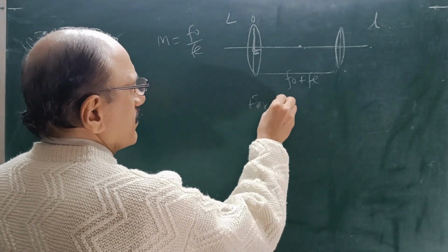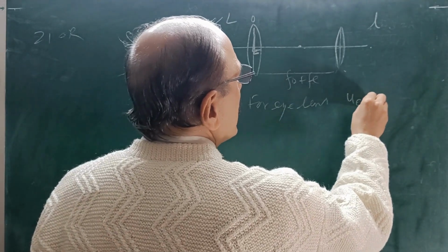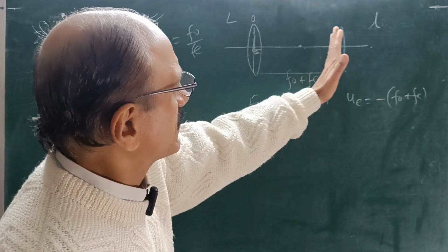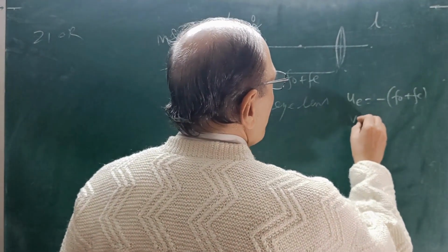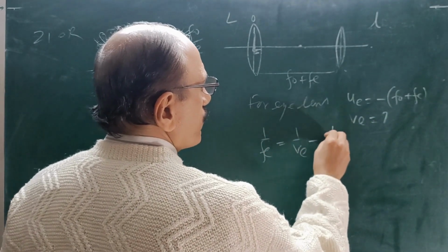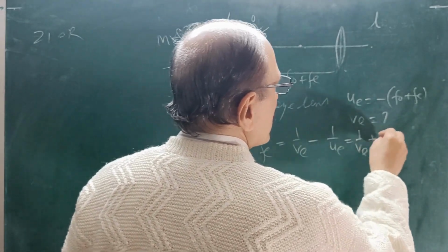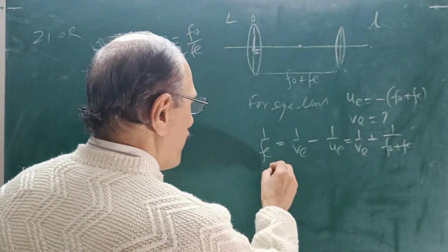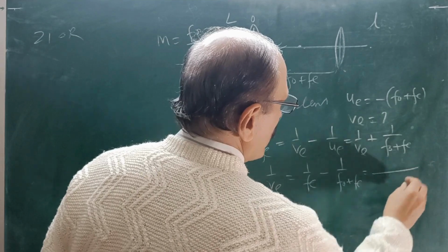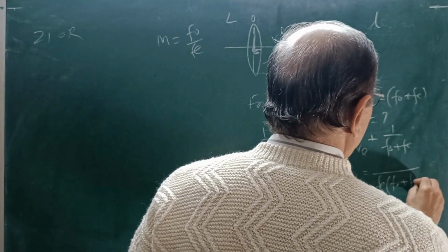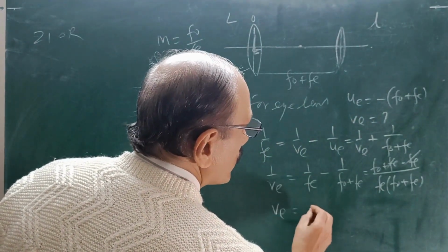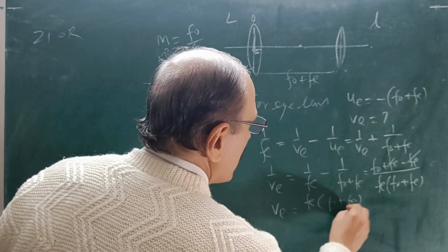For the eye lens, UE is minus of FO plus FE. Just see, L is marked on this lens and it is at a distance of FO plus FE. So VE we can calculate with the help of the lens formula for the eye lens. So 1 by FE equals 1 by VE minus 1 by UE, that is 1 by VE plus 1 by FO plus FE. So 1 by VE will be equal to 1 by FE minus 1 by FO plus FE, which is equal to FO plus FE minus FE over FE into FO plus FE. So FE will get cancelled out, and VE will be equal to FE into FO plus FE divided by FO.